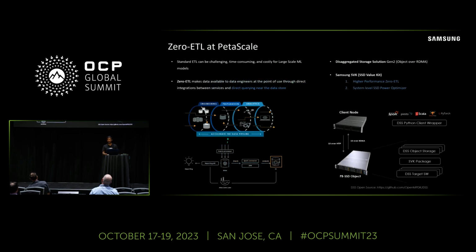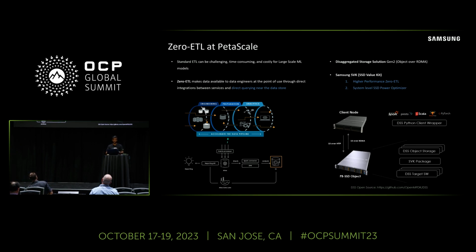The second use case I want to talk about is Zero-ETL. So what is ETL? Everybody knows, right? ETL is extract, transform, and load. It can be very challenging and time consuming for our customers, because if the database or data source changes, then they need to change the application, and it is not real time. We have to run the pipeline first and then generate the results for ML models.